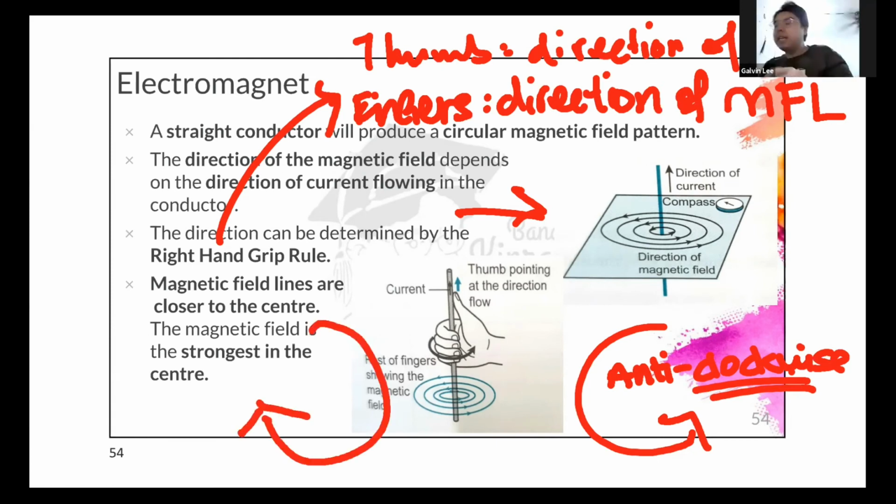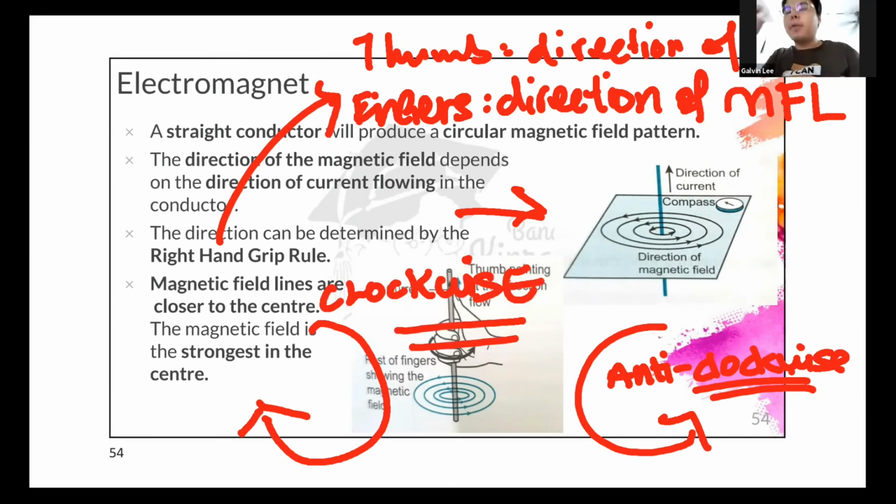Now, you can see that this direction follows the clock, right? This direction follows the clock. So we call them clockwise. The direction follows the clock. We call them clockwise. All right?